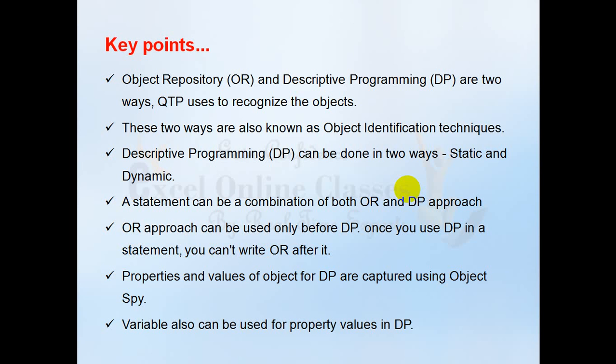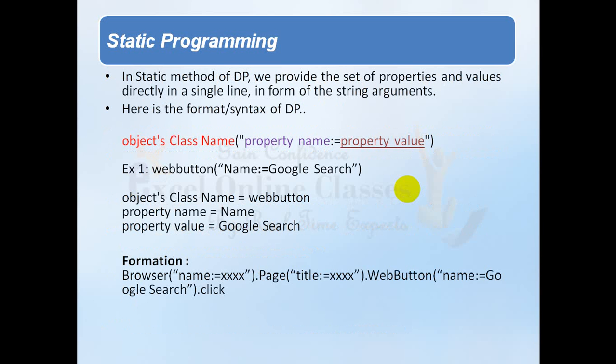Properties and values of objects for DP are captured using Object Spy. We can know the object property names and values by using the Object Spy, and we can know the hierarchy of that object by using the Object Spy. Variables can be used for the property values in DP. Yes. Now, what is static descriptive programming language?